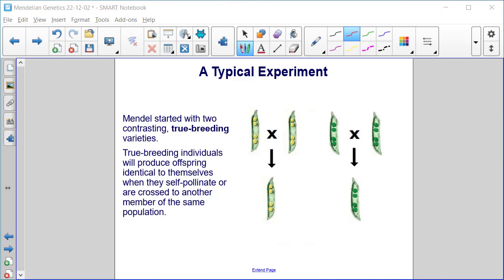Here's a look at a typical experiment. Mendel started with 2 contrasting true breeding varieties. True breeding individuals will produce offspring identical to themselves when they self-pollinate or are crossed to another member of the same population.